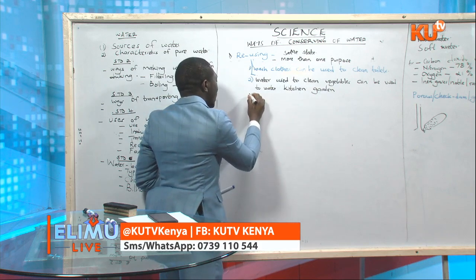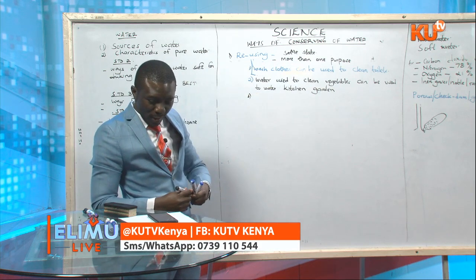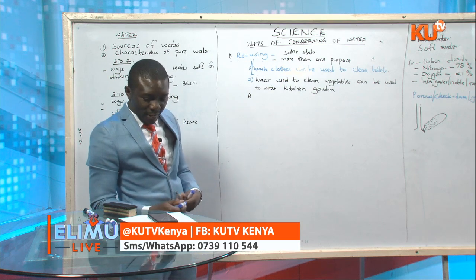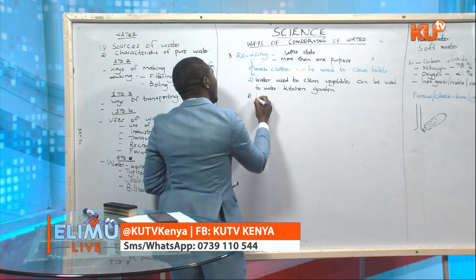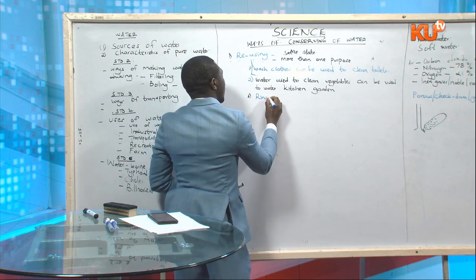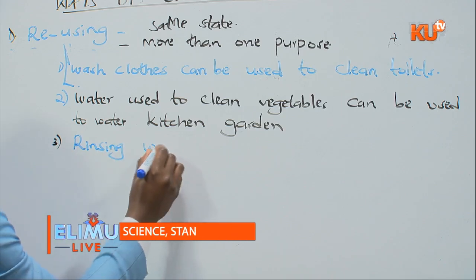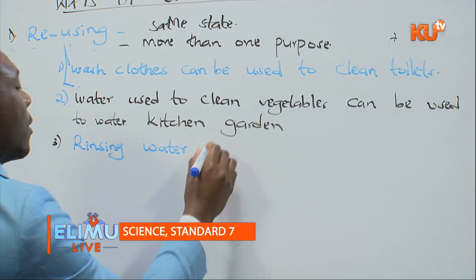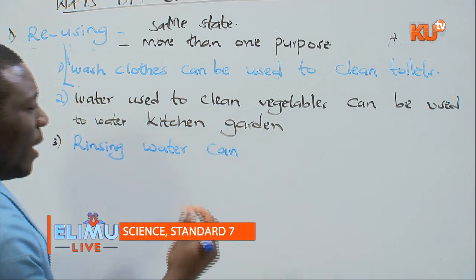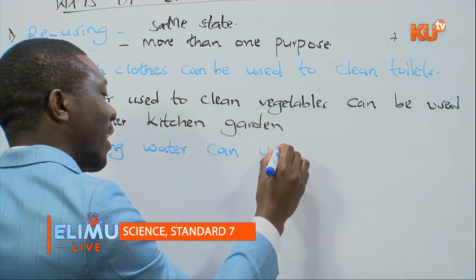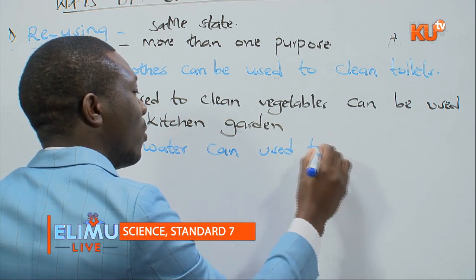And then number three, under ways of using water sparingly. Rinsing water can be used to clean shoes. When you have cleaned your house or you have washed your clothes and then you have some water, obviously it is somehow clean. You can use it again to clean your shoes.